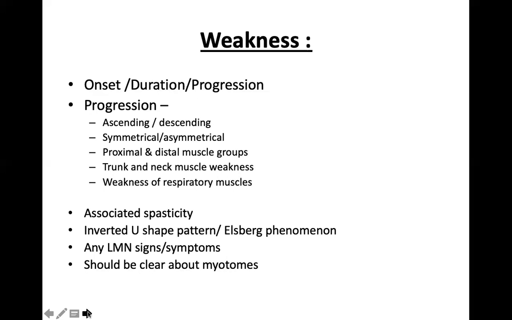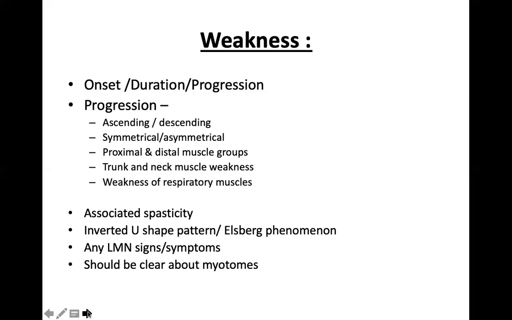Inverted U-shaped pattern or Alzheimer's phenomenon is again due to this topographical arrangement of the fibers, that the sacral fibers are involved first, so lower limb followed by upper limb followed by contralateral upper limb, and then the contralateral lower limb. So this again gives you an idea about whether it's an extramedullary compression or an extradural compression.